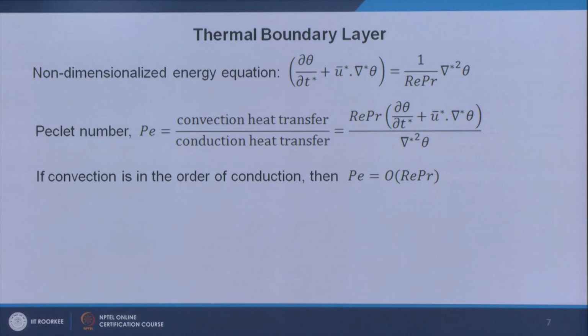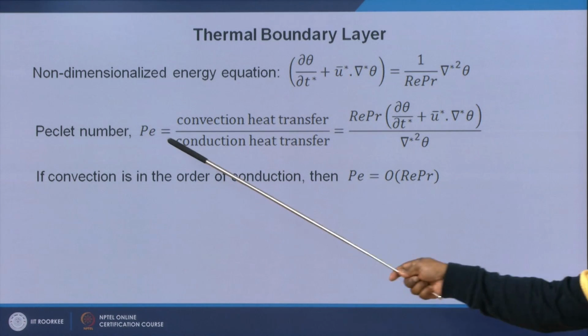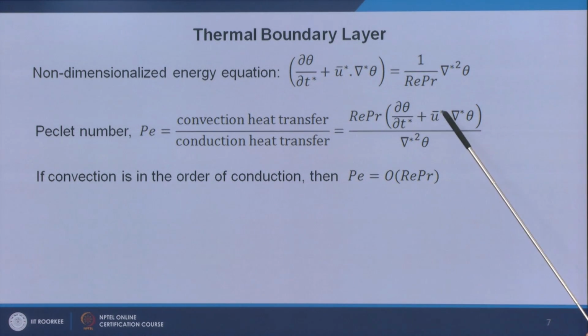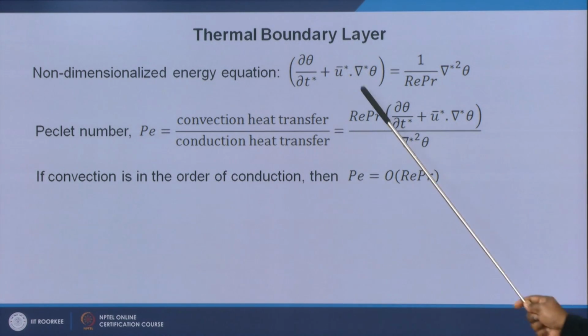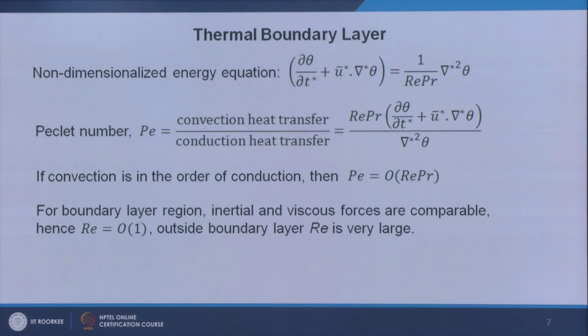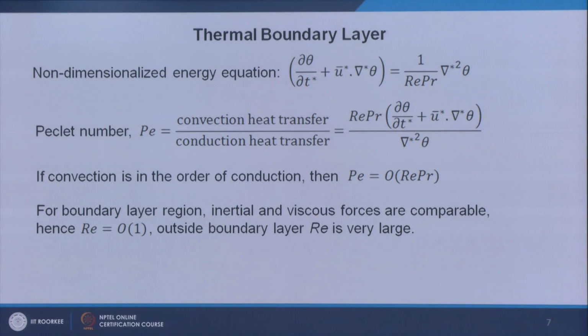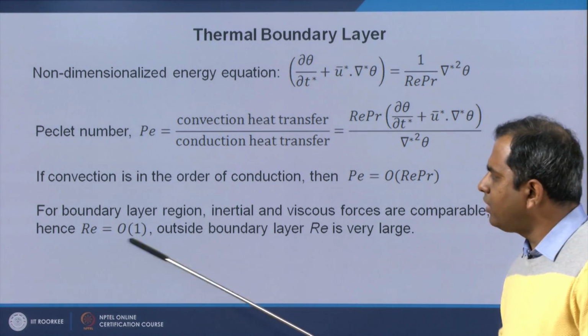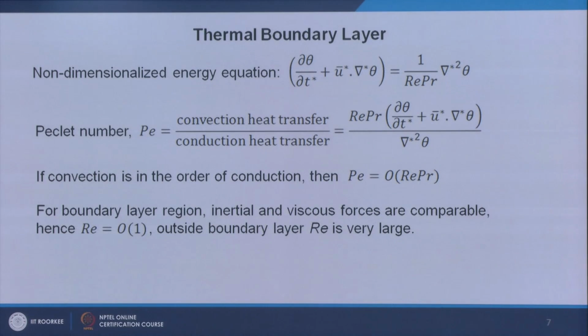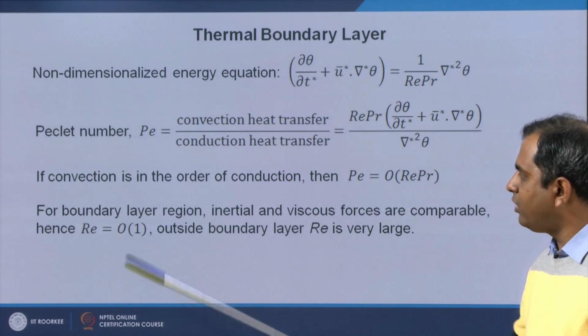Now we know that Peclet number is nothing but Re into Pr. If convection is of the order of conduction, then Peclet number is of the order of Re Pr, because this will be of the order of this one. From our velocity boundary layer knowledge, inside the boundary layer region, where inertia and viscous forces are more or less comparable, the Reynolds number will be of the order of 1. Outside the boundary layer, obviously Re will be very large, but inside the boundary layer region, Re will be of the order of 1.